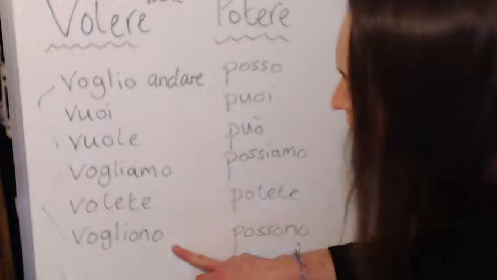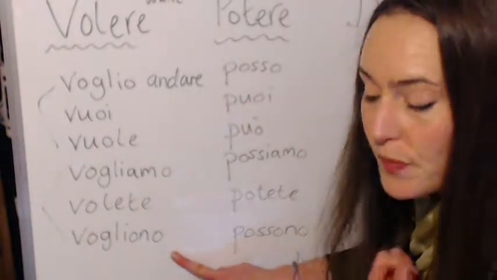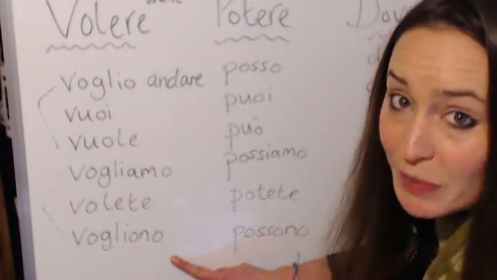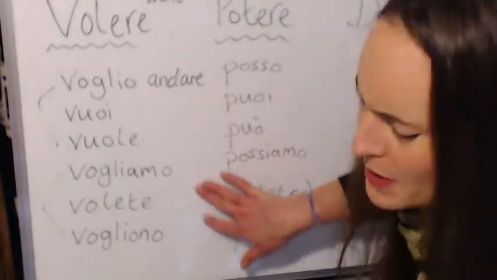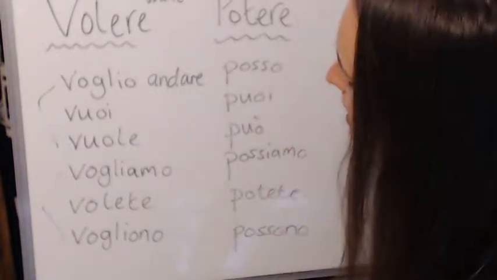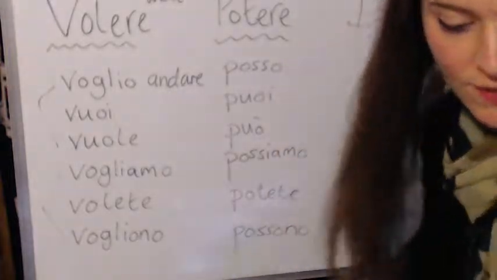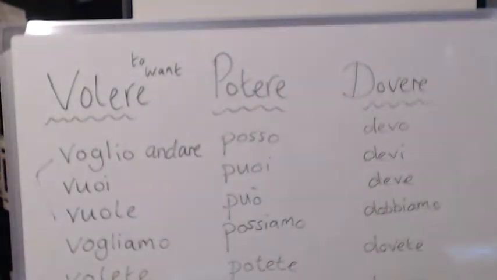Vogliono. Alla fine, at the end, vogliono. Loro vogliono mangiare una pizza. They want to eat pizza. So this verb is super useful, and you can use it with infinitives afterwards. So think of all the infinitives that you know. Let's have a think of some of the ones that we've done to date.